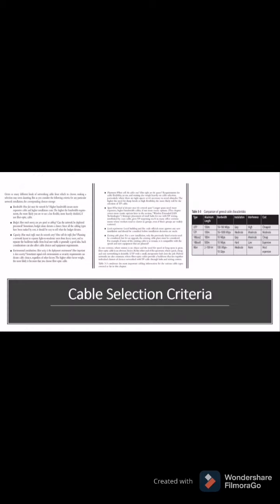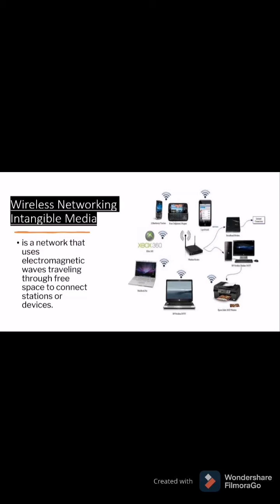As you can see here in this table, this is the cable selection criteria. If you want to look at it, you can see the table on the right, Table 3, comparison of general cable characteristics. I'll just leave it here and you can read this on your own. Wireless networking, intangible media.